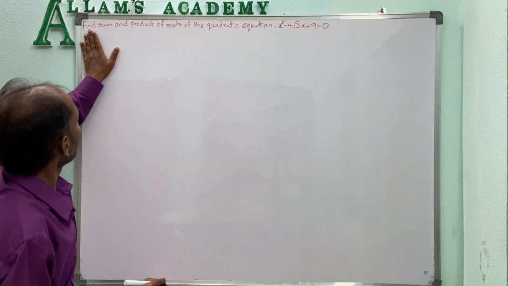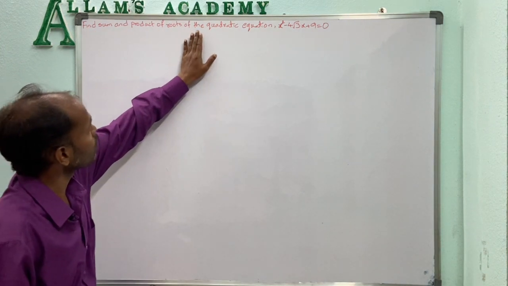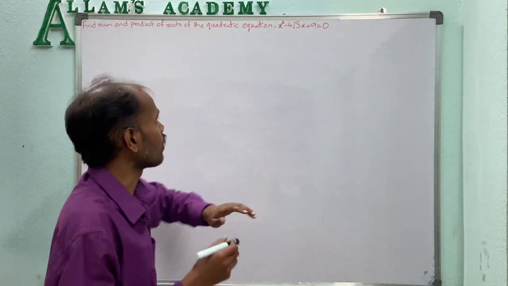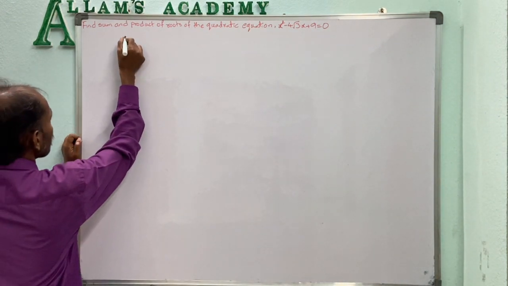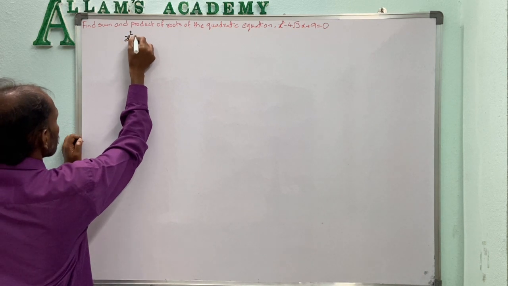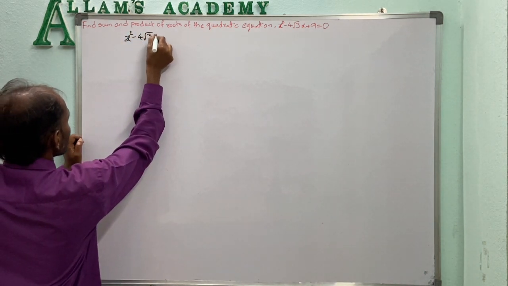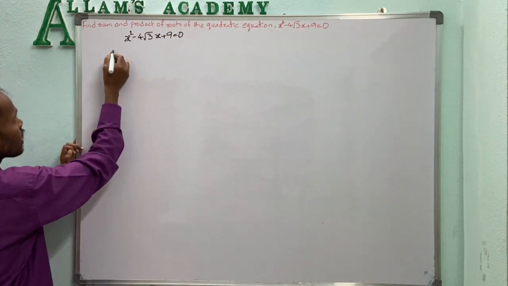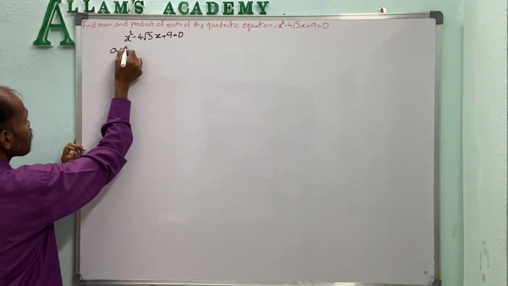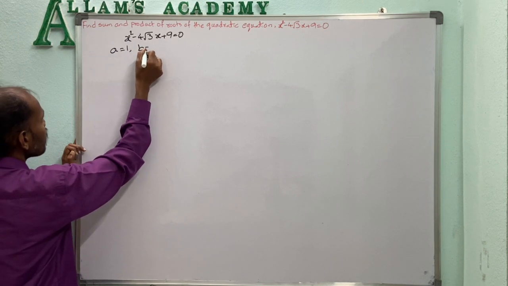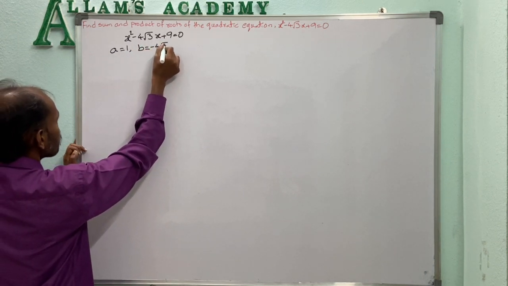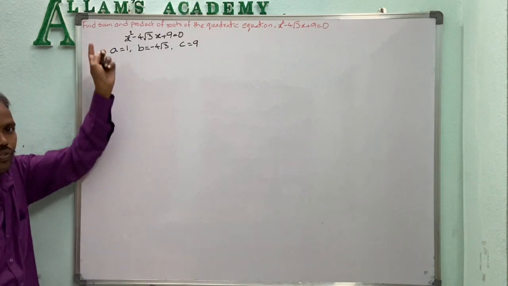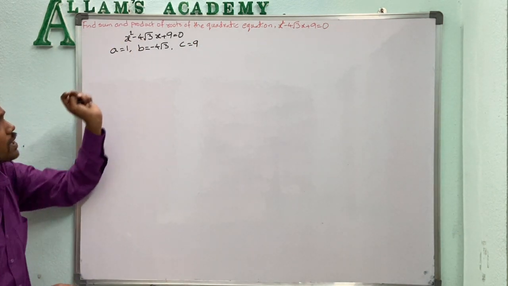Given the problem: find the sum and product of the roots of the quadratic equation x square minus 4 root 3x plus 9 equal to 0. So the given quadratic equation is x square minus 4 root 3x plus 9 equal to 0. Now comparing with the general form of the quadratic equation, a is the x square coefficient equal to 1, b is the x coefficient, that is minus 4 root 3, and c, the constant term, equal to 9. We are asked to find the sum and product of the roots.